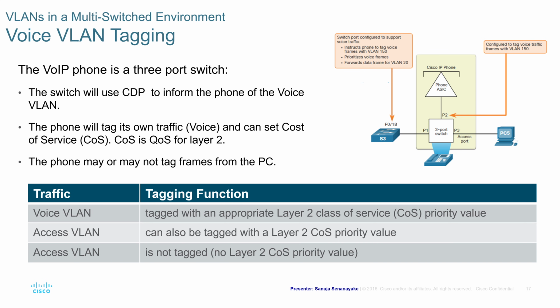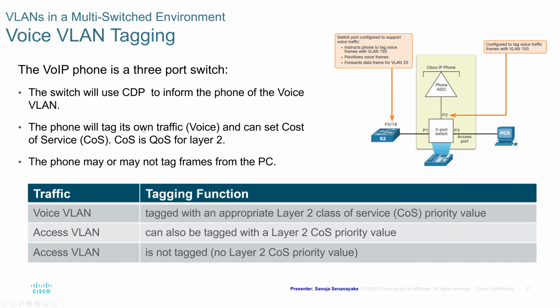Remember that. I have not covered class of service in depth in this particular lecture series or my previous lecture series. For now, just remember class of service, or CoS, is the QoS for layer 2. The phone may or may not tag frames from data that comes out of the PC. If you have a phone connected to the same line as your personal computer, the phone may or may not tag the frames coming out of the PC, depending on how the phone is configured and how the system works.